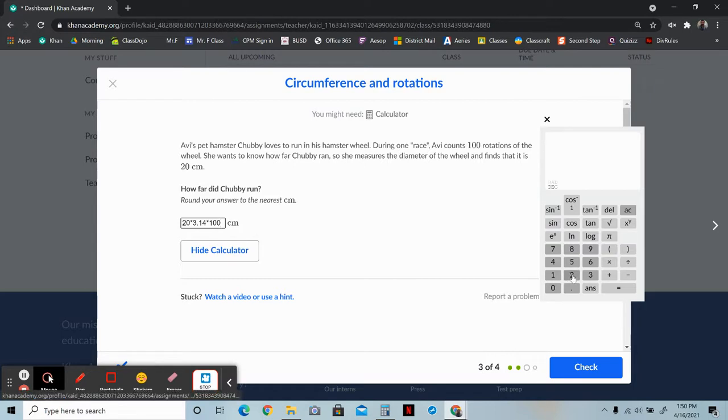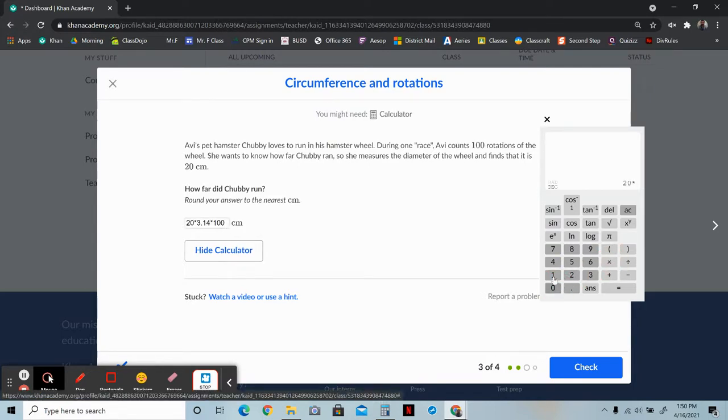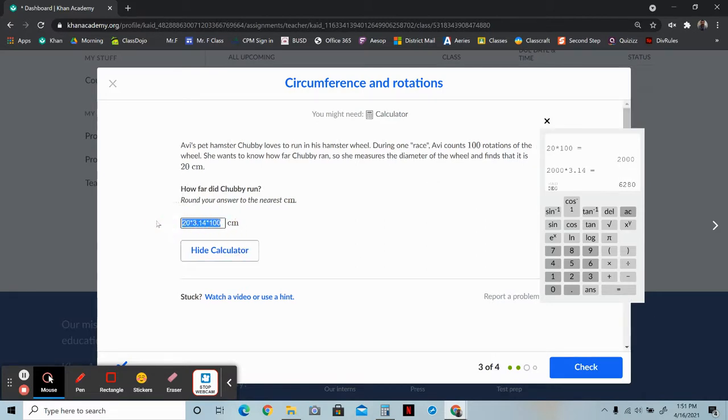So it's going to be 20 times 100 times 3.14. Let's clear that. 3.14. There we go. And so you get 6,280. So he traveled 6,280 centimeters.